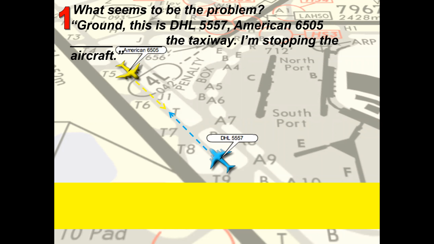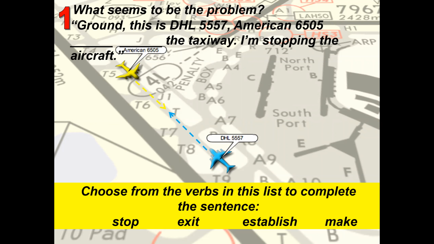And oh, let me give you the ones to choose from. Ground, this is HL 5557, American 6505. This is a little confusing here, but what they're trying to get at is American was supposed to maybe turn off there or up here, and he hasn't. So he hasn't exited, something like that.